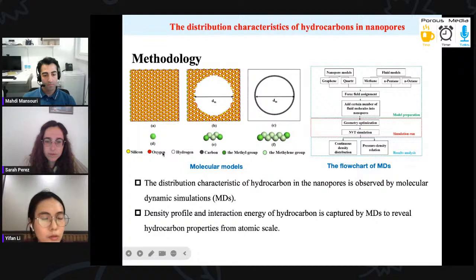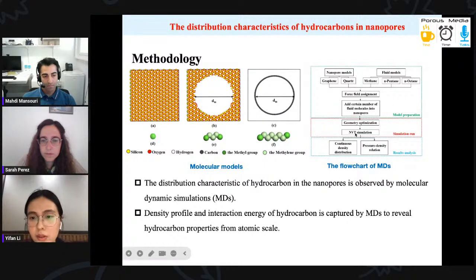For the hydrocarbon here, I use methane, pentane, and octane to represent those components within the nanopore. After the nanopore model and the fluid model are established, we assign them force fields, and we add a certain number of fluid molecules into the nanopore.